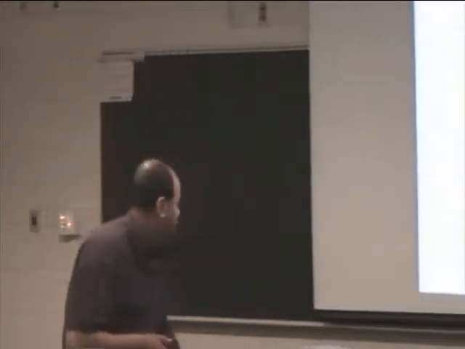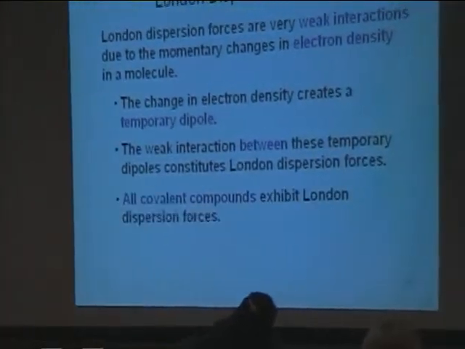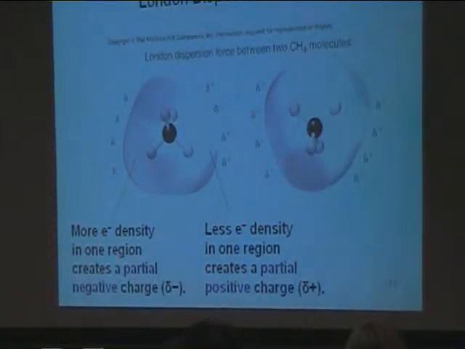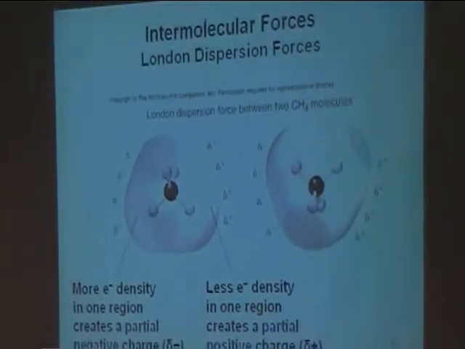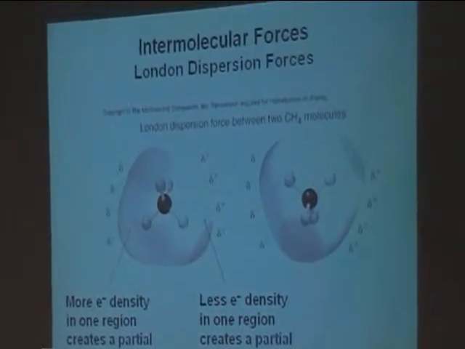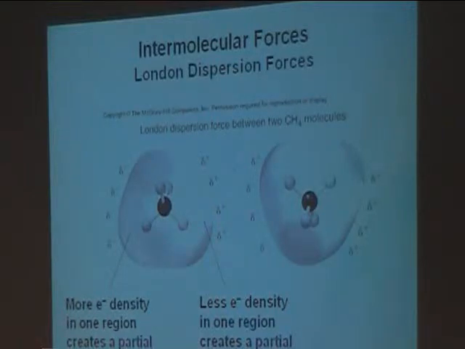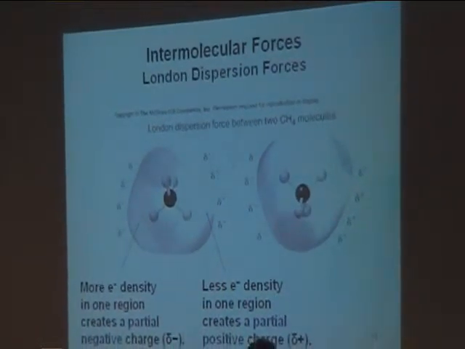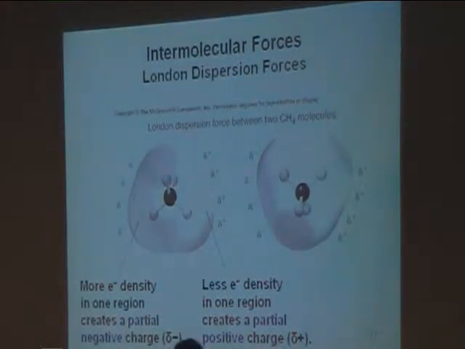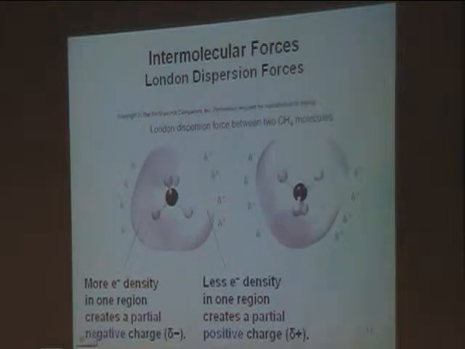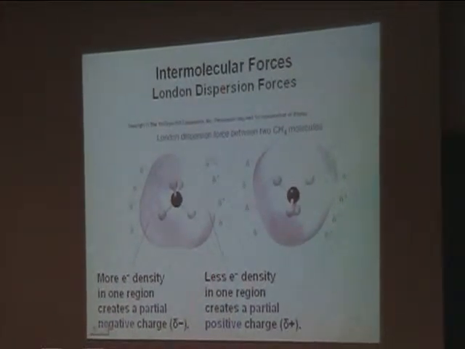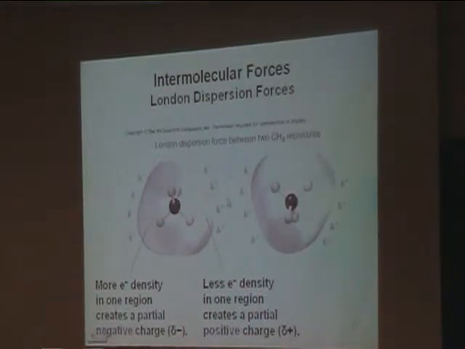What happens here, I don't know if you have a picture here. Yeah, this shows an example of how London dispersion force exists between two CH4 molecules. A CH4 molecule has covalent bonds, and sometimes the electron distribution on one side will be larger and on the other side will be smaller, okay? Between this CH4 molecule and another CH4 molecule, you have less electron density here.